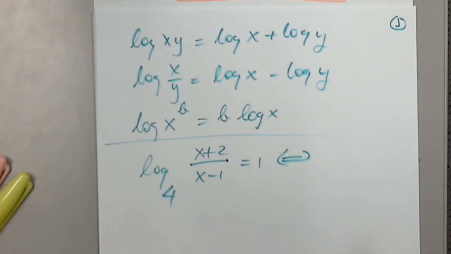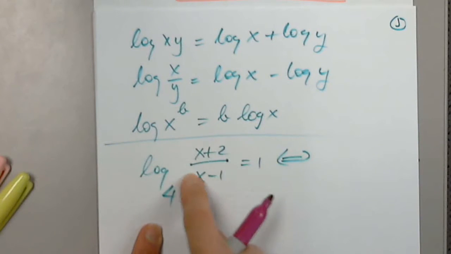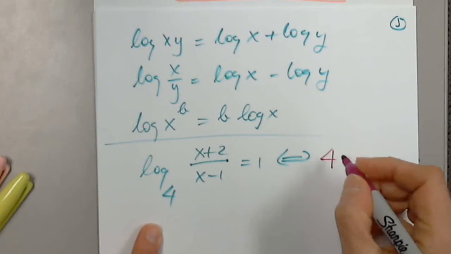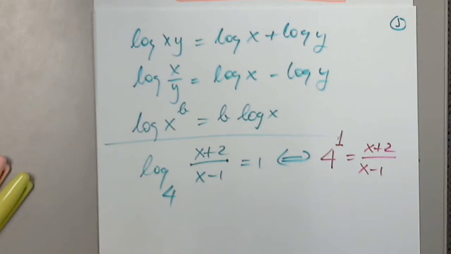That's 4 raised to 1. Yes, 4 raised to 1 equals? x plus 2. Very good. 4 raised to 1 equals x plus 2 over x minus 1. Awesome. That's how we change the log equation to an exponential one. Perfect. So now I have to look at this one.